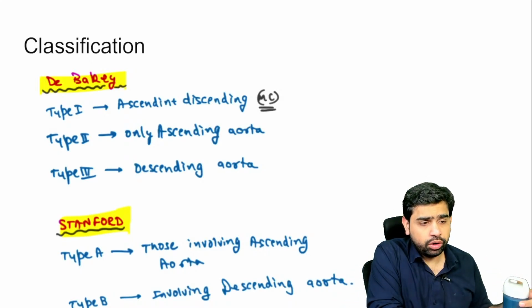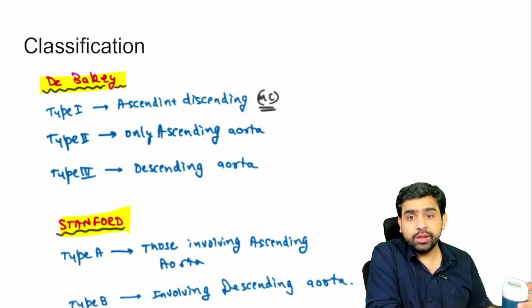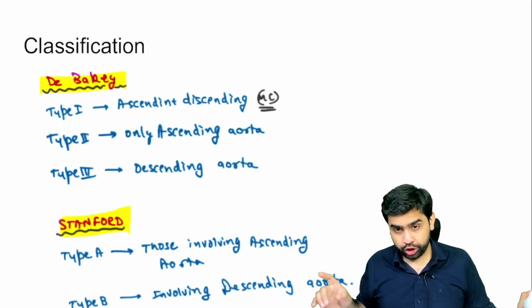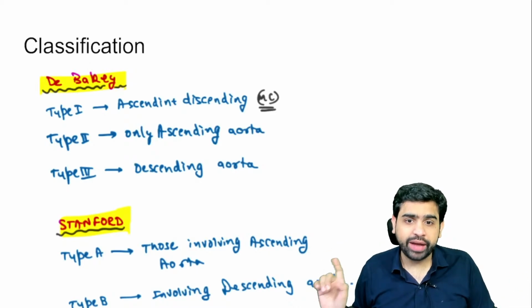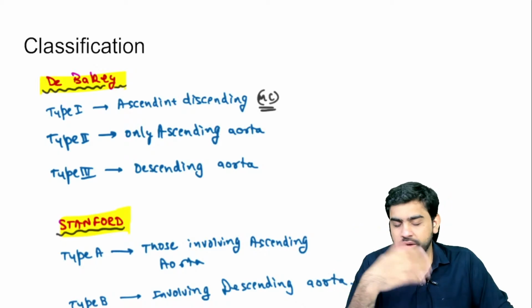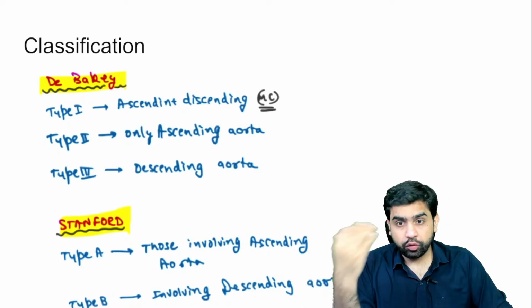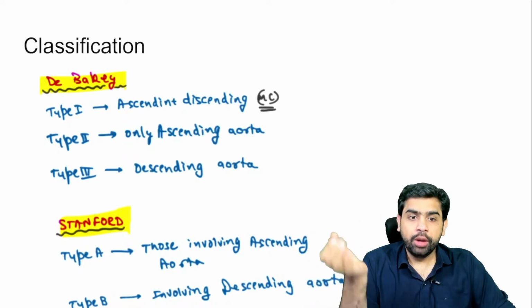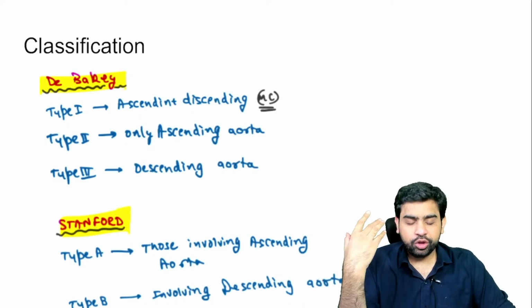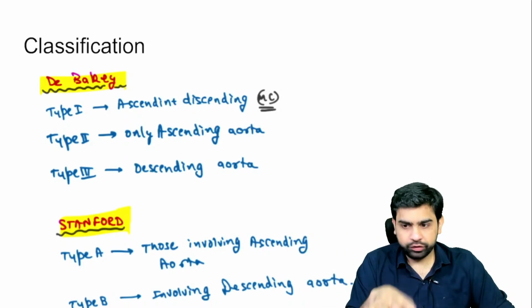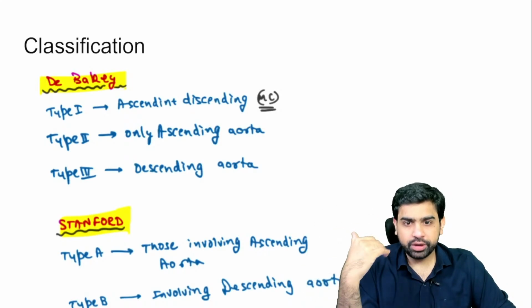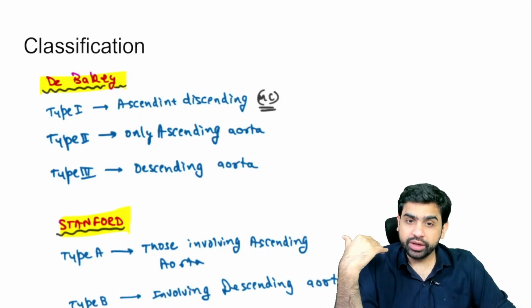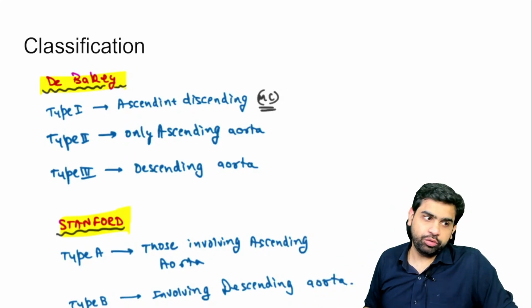Ascending involves surgery. So the management is based on the Stanford classification. If you have a Stanford type A, where even the ascending aorta or the arch of the aorta is involved, then definitely it needs surgery. But if there is a Stanford type B, you can try medical management, but if that fails, ultimately surgery will be needed. So that's what you need to understand here.